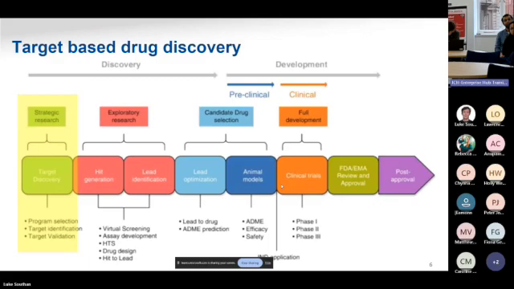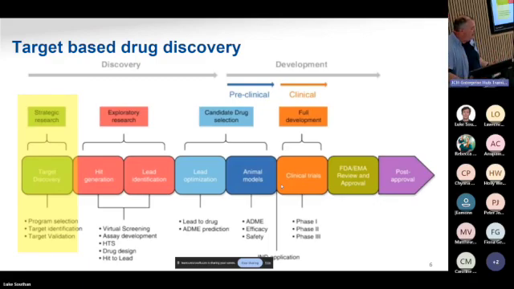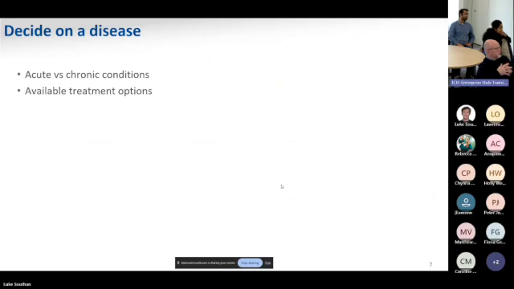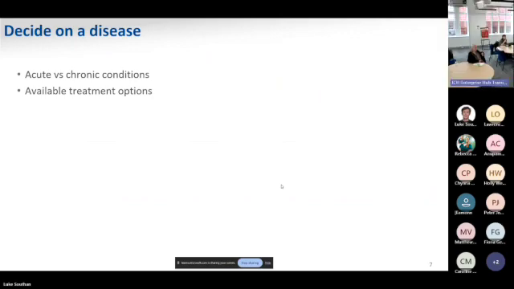target discovery. You've got to decide if you're doing a target-based drug discovery program. You've got to think about at the beginning what are you trying to treat? How is it going to be? The brutal part of that is, well, there's acute versus chronic. Does it manifest? What are the existing options for treatment? Are we going for a best-in-class, first-in-class drug, or how are we going to follow on?